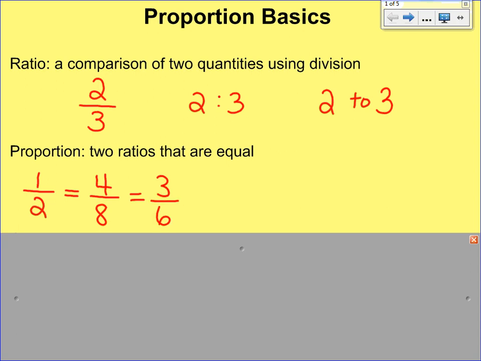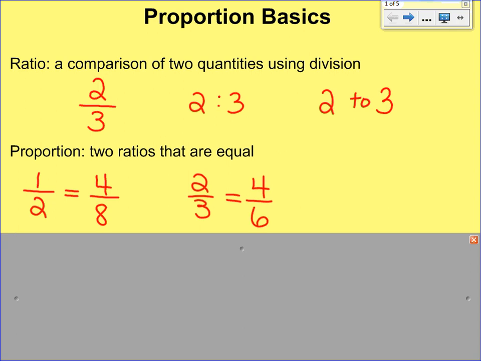Now a proportion technically only has 2 pieces. So if you were going to write this out, you wouldn't have 2 different equal signs. You would just say 1/2 equals 4 over 8 or 1/2 equals 3 over 6. Another example would be 2/3 equals 4 over 6. Again, it's just two fractions or two ratios that are equal.